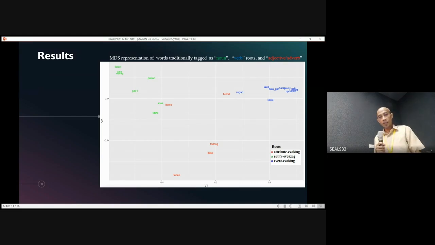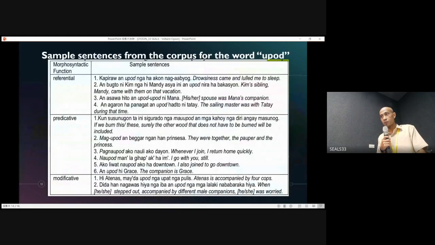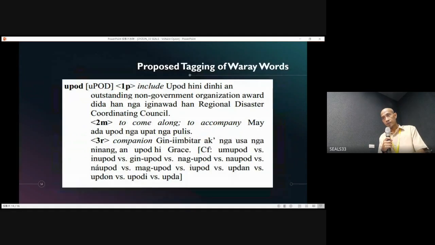In the chi-square test, this is their value. Therefore, Waray words are not pre-categorial nor absolutely categorized. Waray words are variable. These are sample sentences from the corpus, where, for example, the word upod, to come along, may be used referentially, predicatively, or modificatively.